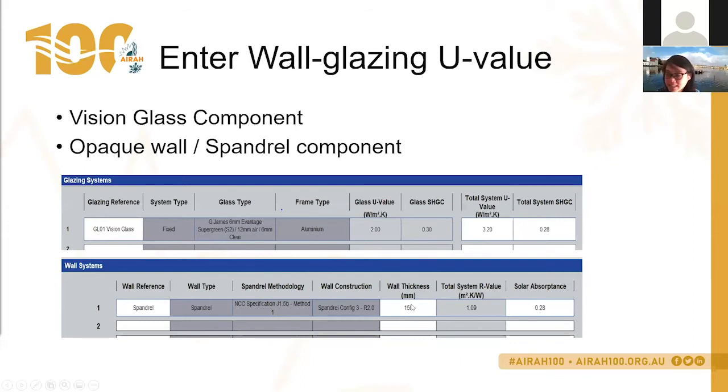With the wall thickness, we need to include, so this is actually the thickness of your spandrel itself. So in this case, it was double glazed and it was about 24 mil. And then we add in the air gap, we add in the backpan thickness. So that's 150 mil. With the solar absorbance value, for spandrel units, just use the glazing or the glass SHGC value and put that in.